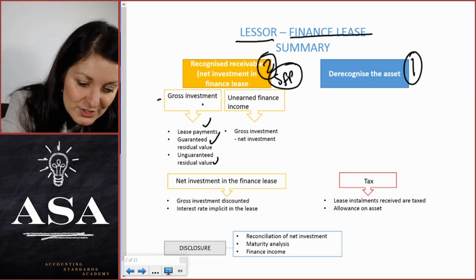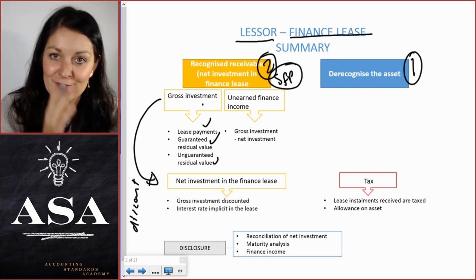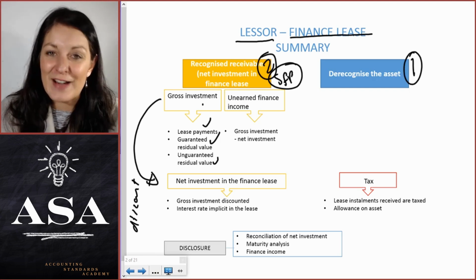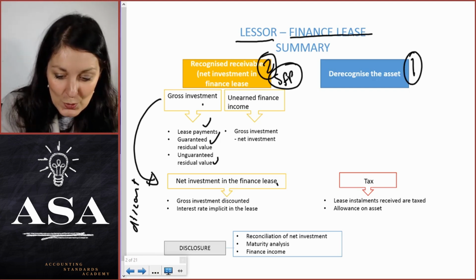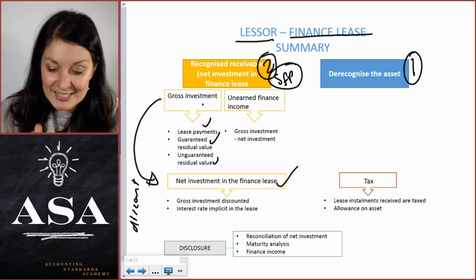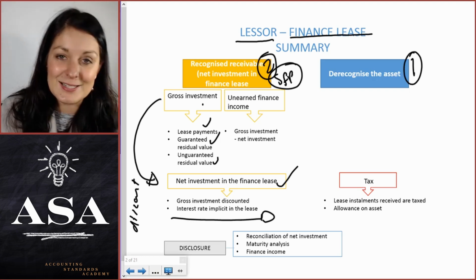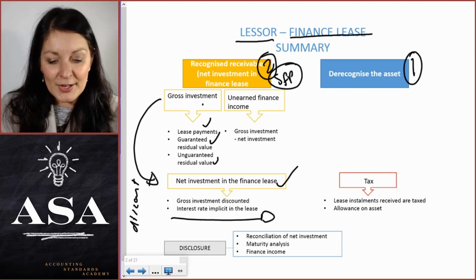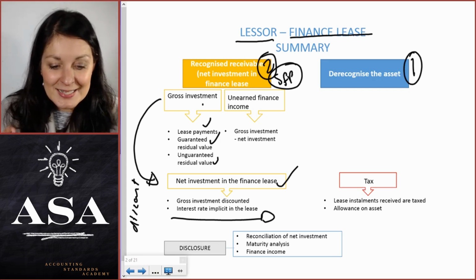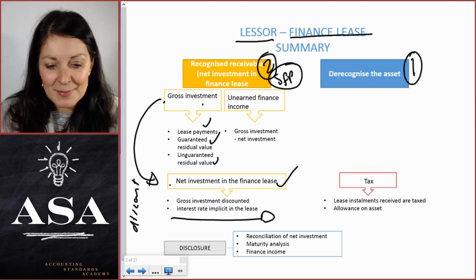Now, when you take this gross investment and you actually discount it, so you present value it, you will arrive at the net investment in the finance lease. So this is all the amounts that you will receive as the lessor, discounted. What rate do you use? You use the interest rate implicit in the lease. Okay, so what is this unearned finance income then? Well, it is simply the difference between the gross and the net investment. Okay, and that makes sense.